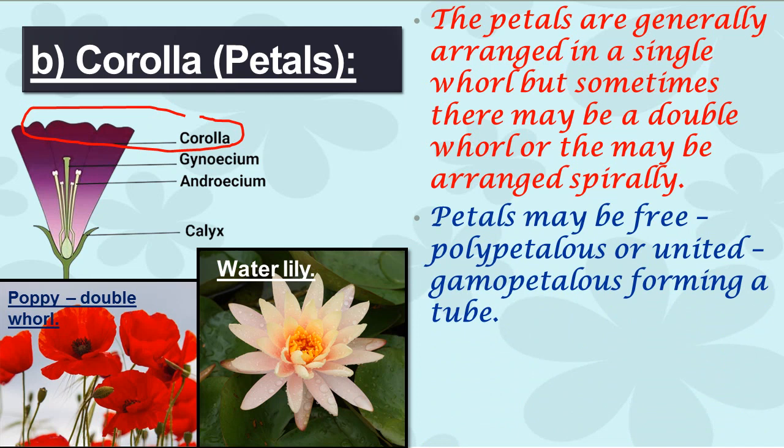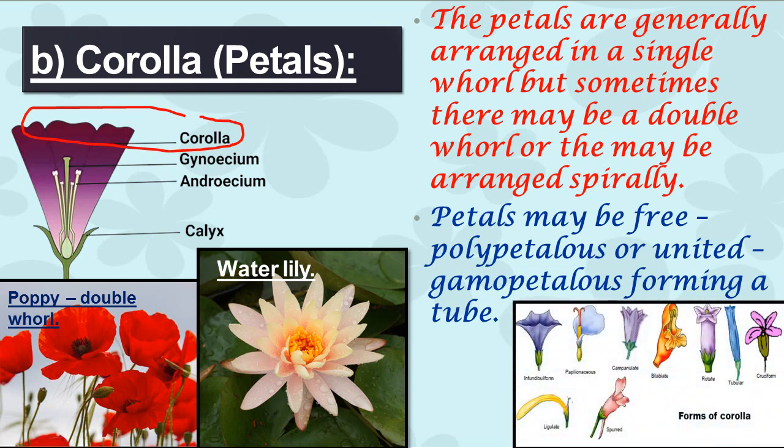Petals may be free, in which case it is called polypetalous, or they may be united or fused, which is called gamopetalous, forming a tube-like corolla. Here I have shown some pictures of different forms of corolla. You can observe the tubular corolla, and there are different types of corolla.